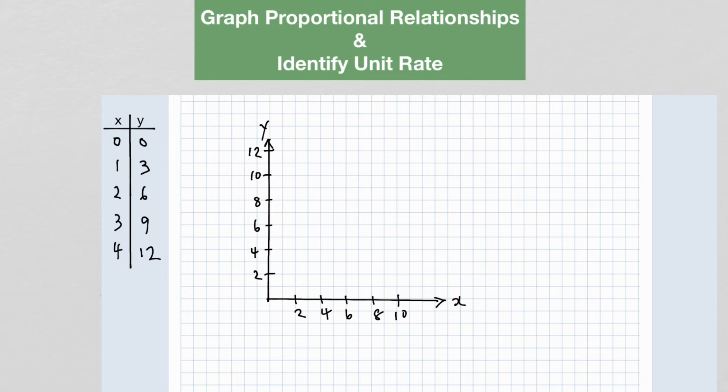Okay, so here we have a set of points. It is assumed to be proportional. So let's go ahead and graph the x and y's. So the first one is 0, 0. Pretty easy. So that's going to be right here. Okay. The next point is 1, 3. So we're going to graph that. We're going to go 1 on the x-axis and then up to 3 on the y. So 1, 2, 3. So we plot a point there.